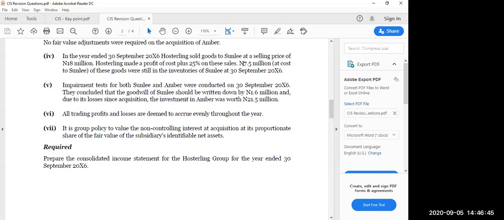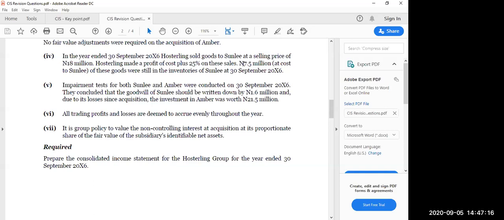Additional information seven. It is group policy to value NCI at acquisition at its proportionate share of the fair value of the subsidiary's identifiable net assets. Required. Prepare the consolidated income statement for the Hosterling Group for the year ended 30th September 2006.